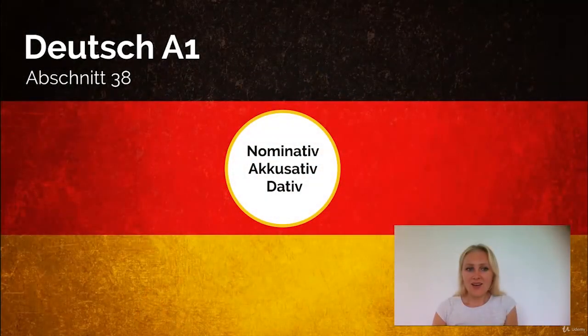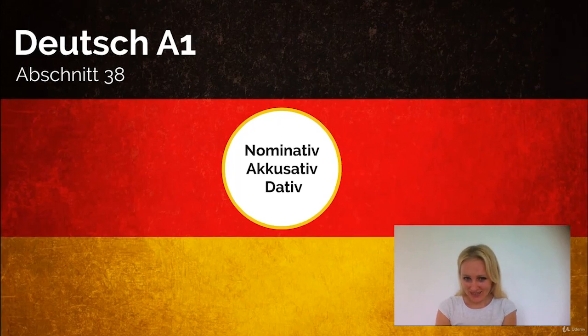Welcome to chapter 38. In this chapter, we are going to practice the nominative, accusative, and the dative in one sentence. So here we will find out how to distinguish or how to see and find out what a nominative, accusative, and dative object in one sentence is. So let's train it now. Willkommen zu Abschnitt 38. In diesem Abschnitt geht es um den Nominativ, Akkusativ und Dativ.